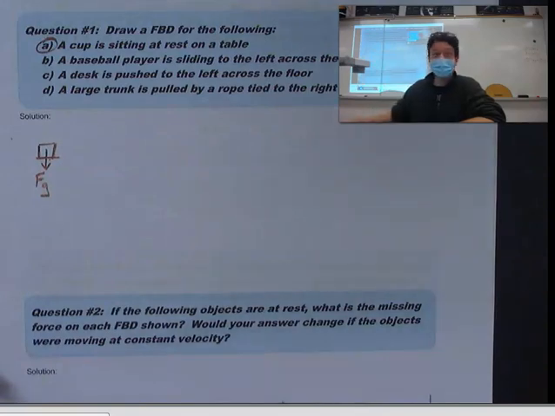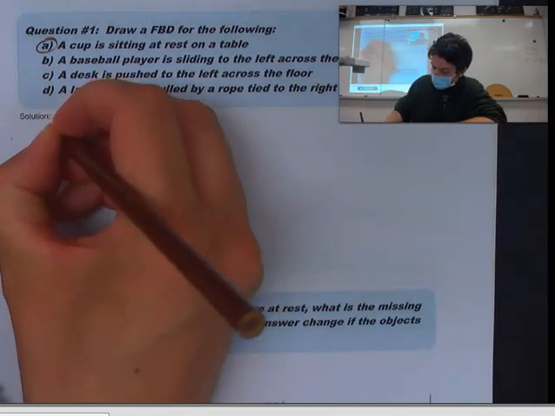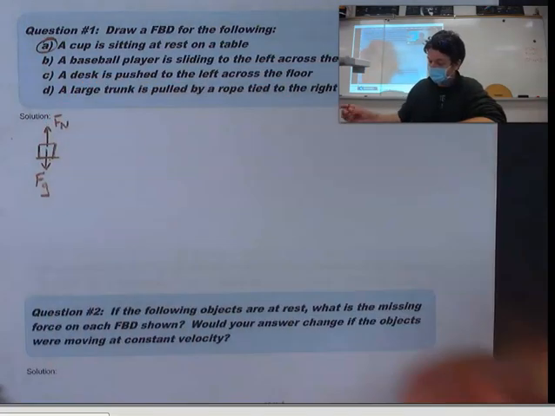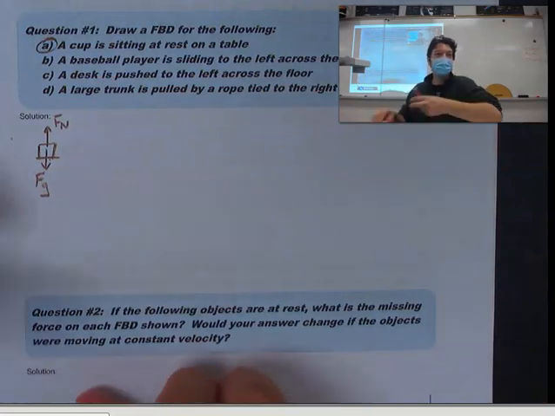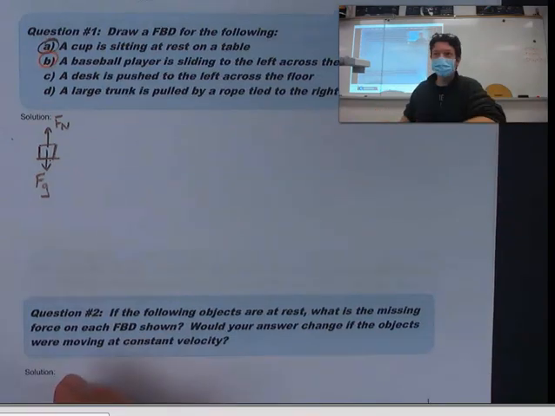Now if it's at rest on a table, you have that contact force pushing it up, and that's what we call the normal force. And that's all the forces we have in that case. Nobody's pushing it, nobody's pulling it with a rope, and because it's not moving, there's no friction force. So those are the only forces we have.